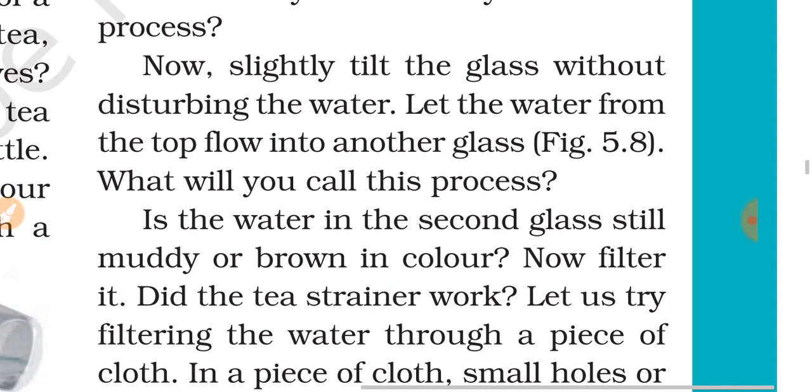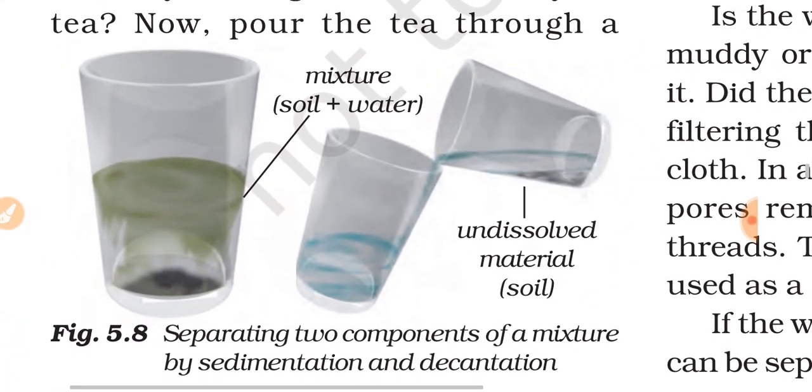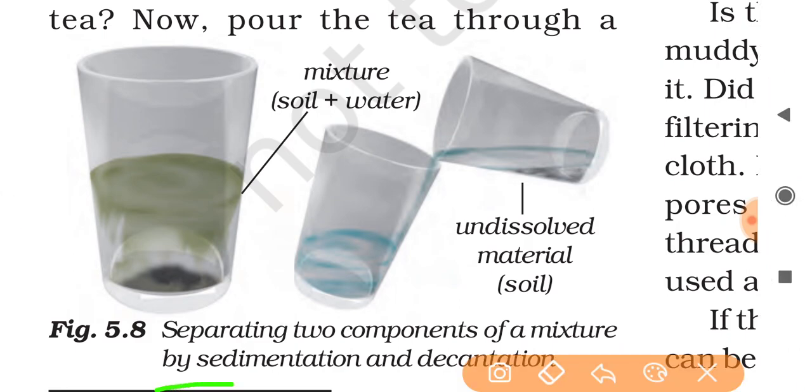Now, slightly tilt the glass without disturbing the water. Let the water from the top flow into another glass. Okay, as shown in figure 5.8. What will you call this process? Okay, so if you see this figure 5.8, separating two components of a mixture by sedimentation and decantation.